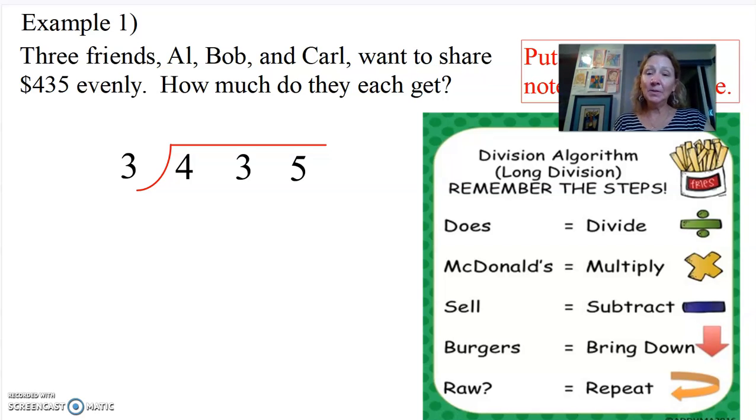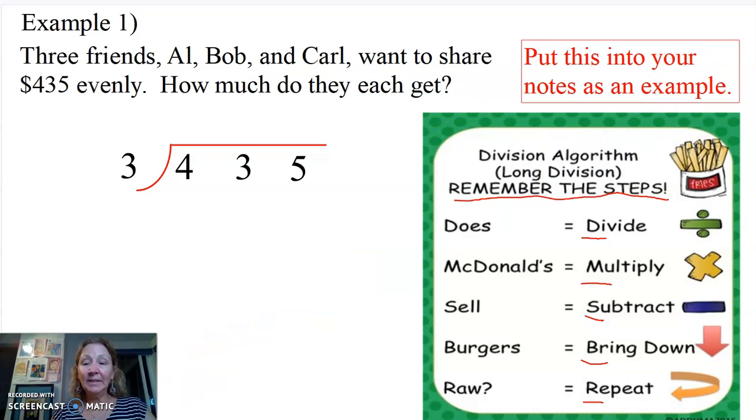Okay, so hey, here's my example. Now, I use steps to remind me, and the steps are D, M, S, B, and then you keep repeating it until you're all the way done. The idea is, if you remember this, does McDonald's sell burgers raw? Of course they don't. So there's my divide, multiply, subtract, bring down.